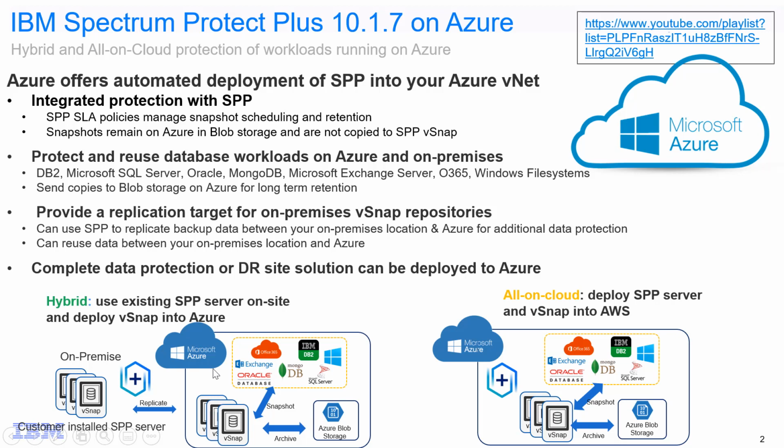Both of these solutions protect the databases and applications that are running in the Azure cloud, whether this is Office 365, Exchange, Oracle, MongoDB, DB2, SQL servers, or some of the Windows file systems. In addition, the hybrid solution does provide a replication target for your on-premise vSnaps to the cloud vSnap, thus giving you DR directly into the cloud.